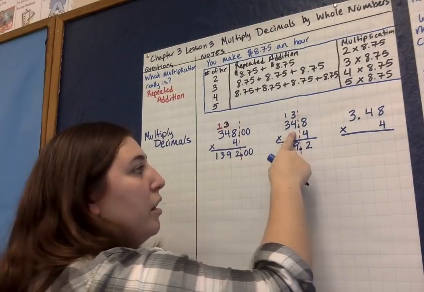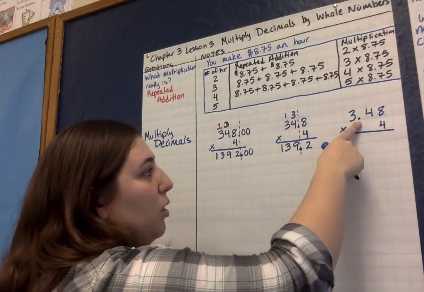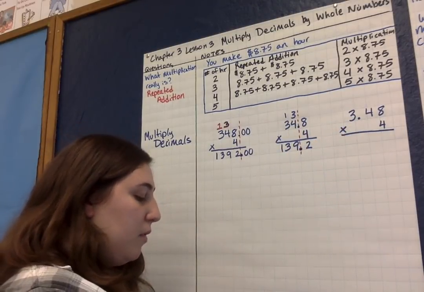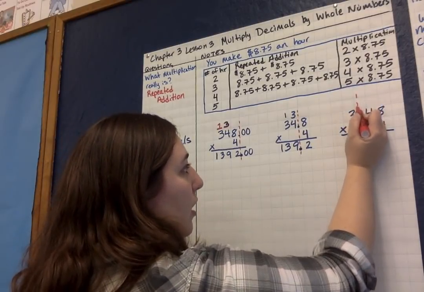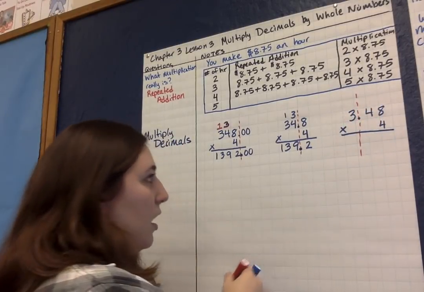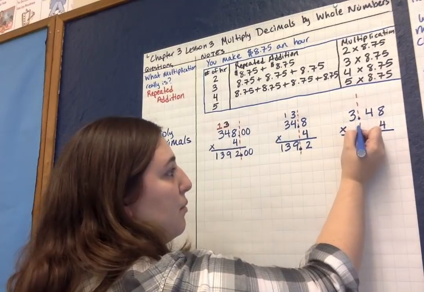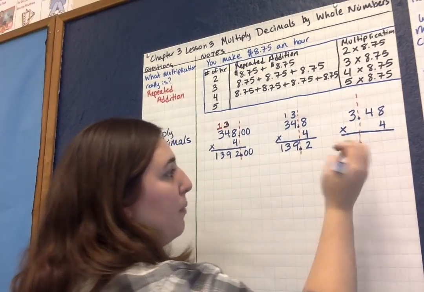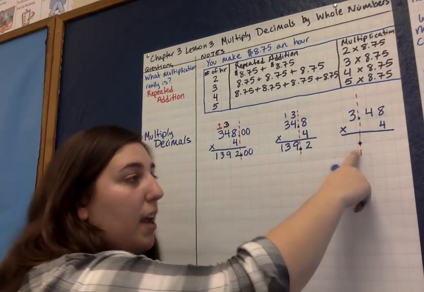Okay, so instead of 34.8, we move the decimal. Now the decimal is over here. So if I draw a dotted line, I should make sure that this decimal is in the same spot. So in my answer, I know that my decimal will be right there.